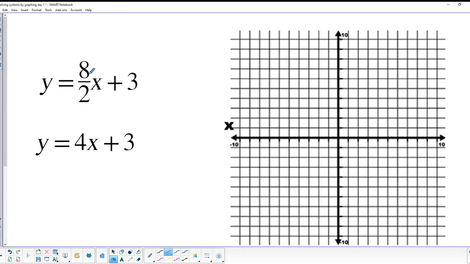I'm going to look at these slopes. A divided by 2 happens to be 4. So if I simplify that, I get y equals 4x plus 3. Oh, well, if you look at that, we actually have two identical equations. So if I was to graph the first one, I would have a y-intercept of 3, and then a slope of 4 over 1, down to 3, 4, back 1. Both lines are going to come right through here, right on top of each other.